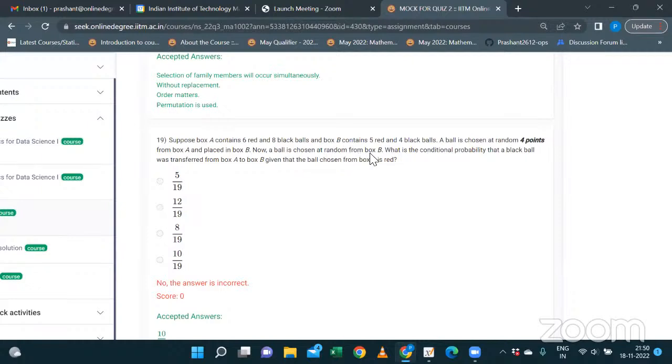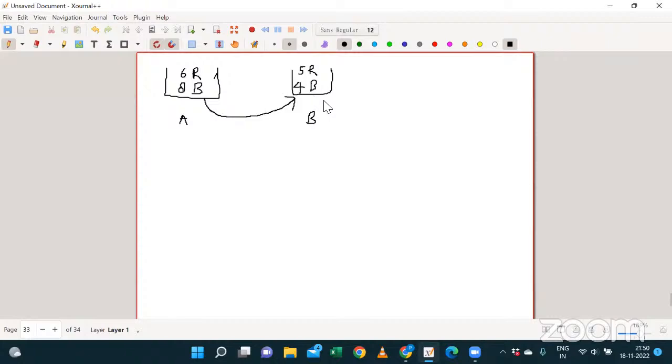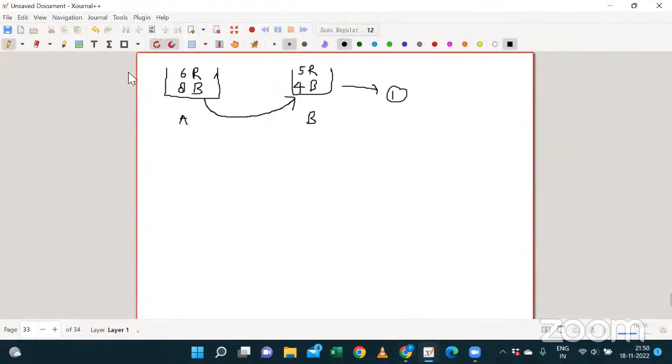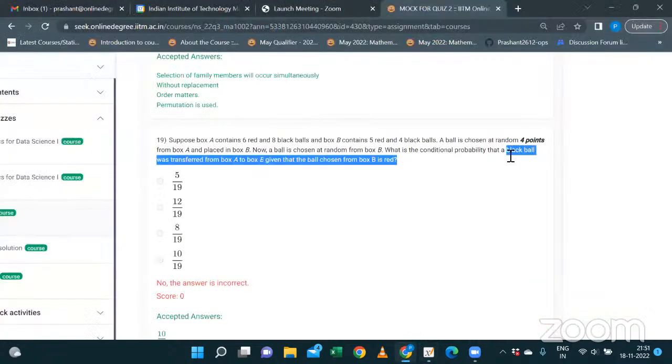Now a ball is chosen at random from box B. After placing the ball in box B, I'm going to choose a ball, correct? So far it is clear. Yes, sir. Now, what is the conditional probability that a black ball was transferred from A to B, given that the ball chosen from box B is red? Sorry, I was muted. I'm saying that after placing the ball in box B, I have to choose one ball.